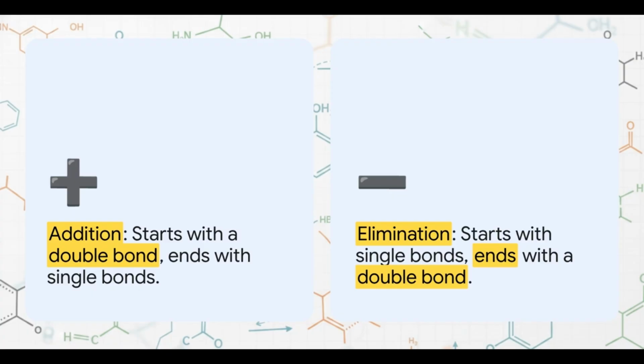Addition and elimination are perfect mirror images. An addition reaction takes a double bond and turns it into single bonds. An elimination reaction takes single bonds and creates a double bond. They're just two sides of the same chemical coin.